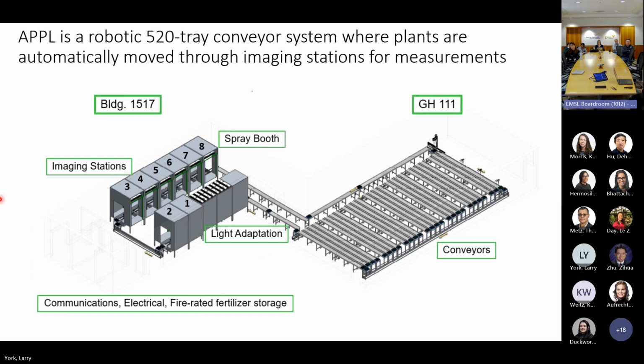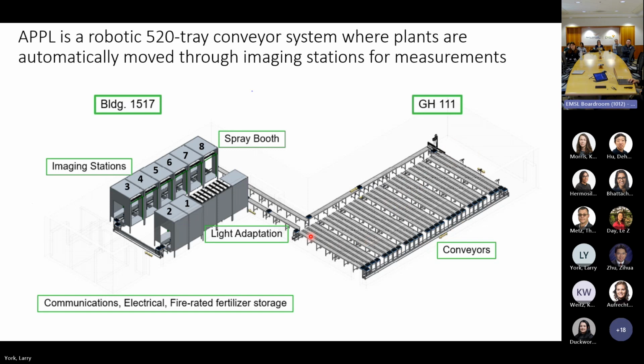I want to tell you a little bit about our Advanced Plant Phenotyping Laboratory, APPL, we call it Apple. I should have a picture of the facility so you can see the scale, but this is a fairly large greenhouse area where the plants are growing on a conveyor system. A little bit bigger than this room, maybe almost twice as long as this room. So it's 500 pots essentially, or you can have trays with more than one plant.